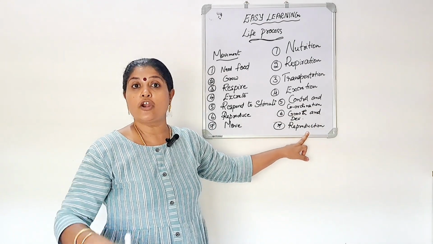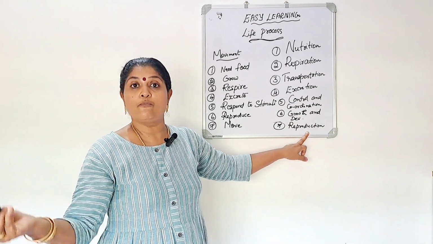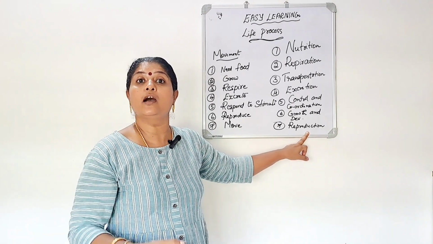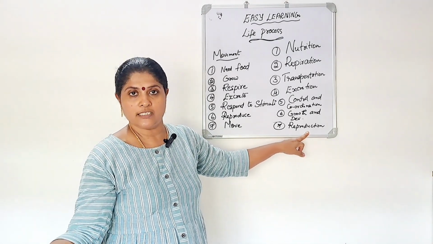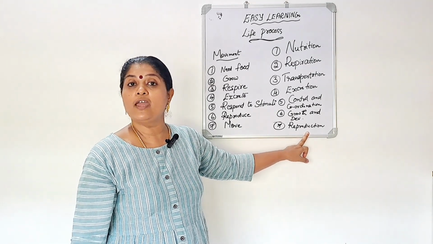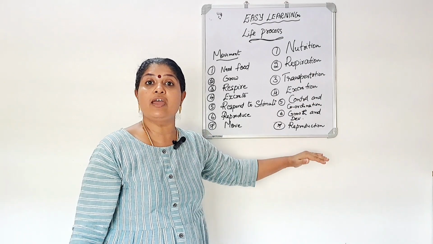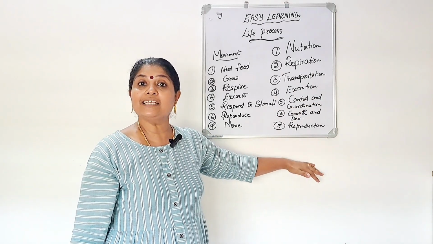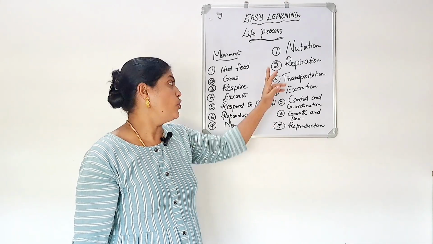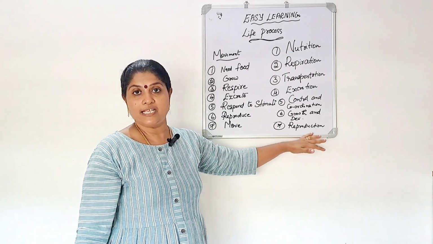And reproduction, in order to give birth to young ones of their same kind, so that that particular species may be present on the earth for many years, generation after generation. So reproduction is also very, very important. So all these 7 basic functions make the living organism to be alive on the earth. So these are considered to be the main basic functions.